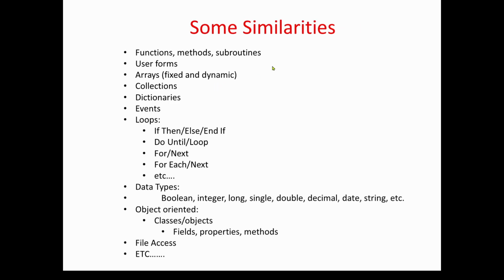Now, some similarities that you may be amazed with. VBA has functions, methods, subroutines. And as we saw, it's got user forms. Arrays, fixed and dynamic. As we're going to see, they're very important in VBA to help you speed things up. It's got collections, it's got dictionaries. It even has events, like button click events. And it's got the standard loops, again with different format or syntax. If, Then, Else, and End If. It's got a Do Until loop. It's got a For Next. It's got a For Each Next, and so on. So it's got the basic looping functionality.